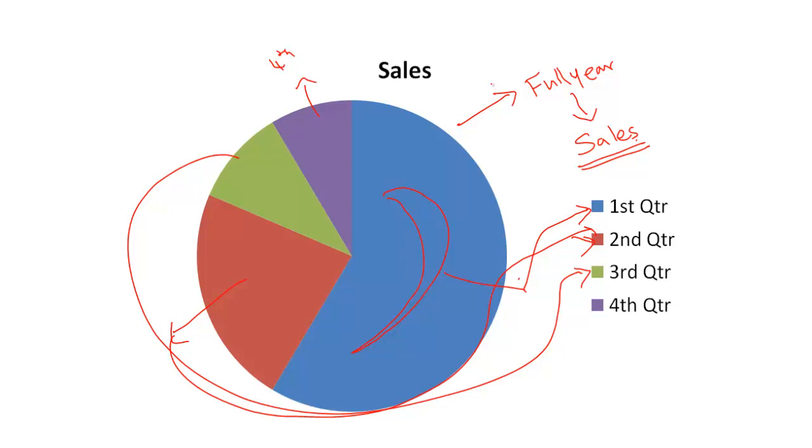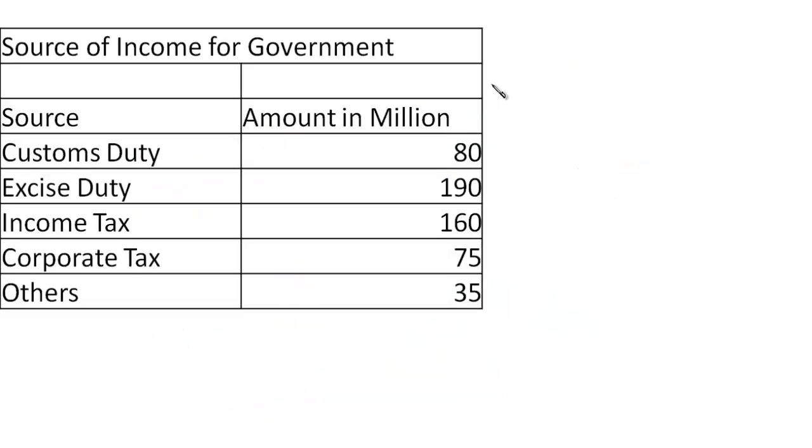Let us take an example to understand the pie chart in a better way. Let us take this example. You have this information, source of income for government. There are 5 different sources which are coming in the form of taxes and duties. Customs duty 80 million, excise duty 190 million, income tax 160 million, corporate tax 75 million, others 35 million.